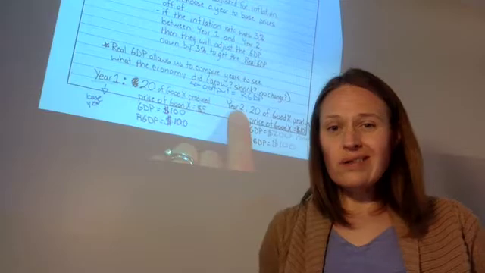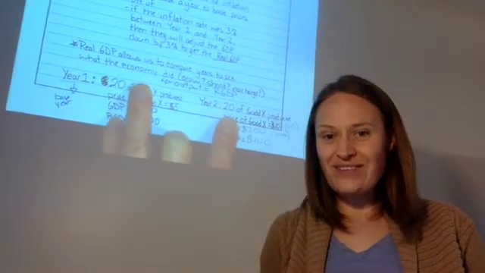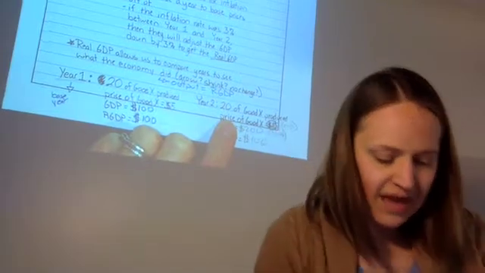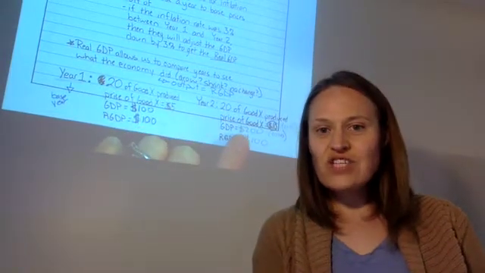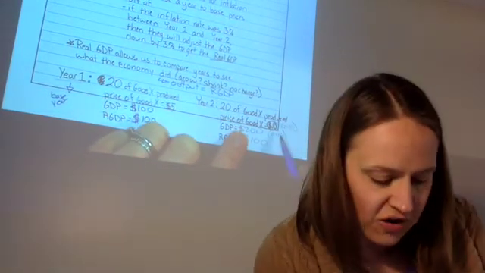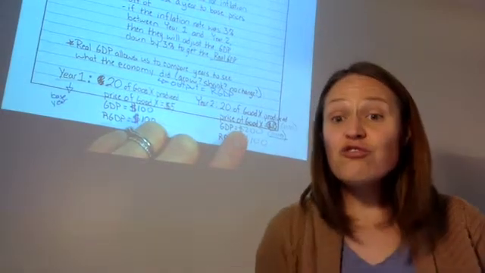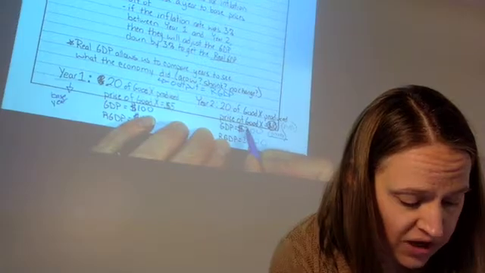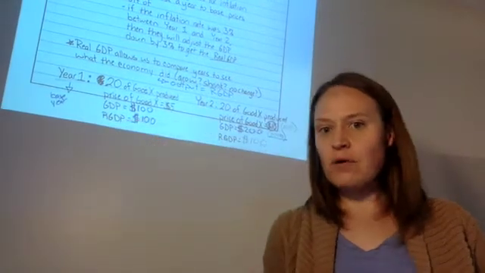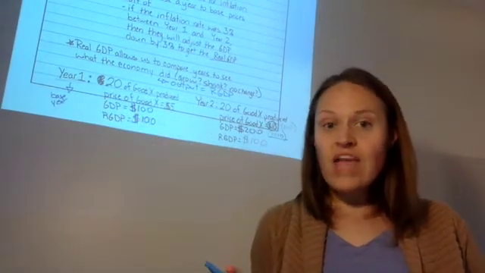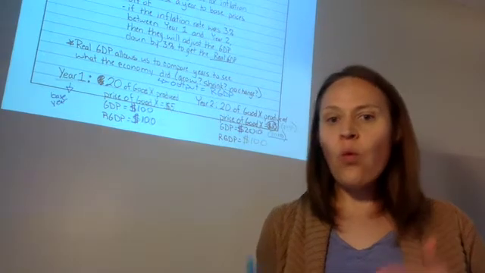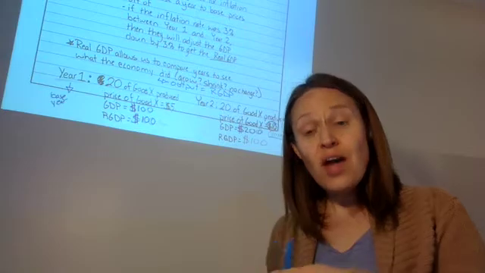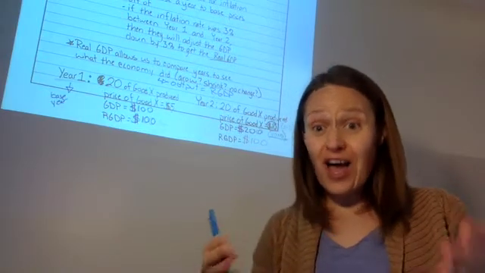Year two, they produce 20 of good X. The price is now $10. So the GDP, which is just 20 times 10, is $200. So if we just had the GDP numbers for this scenario, if we just had that GDP was $100 and now GDP is $200, we might think, wow, that economy got bigger.